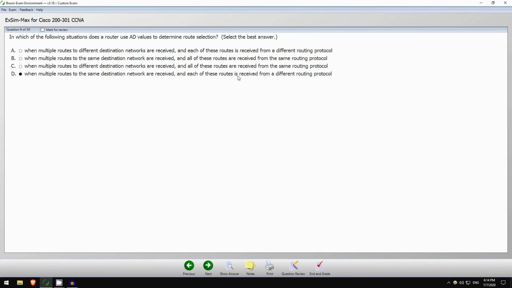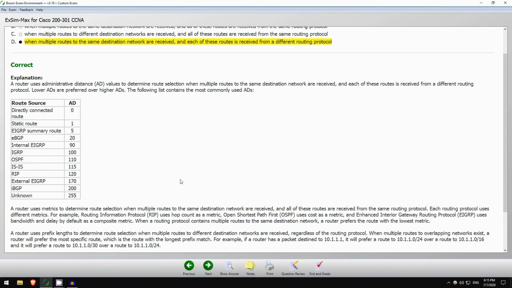Because the routing protocol is different, the router can't compare the metrics, because each routing protocol uses a totally different metric. So instead, the router will compare the AD values. So I think D is the correct answer. Let's see. There we go, it is.